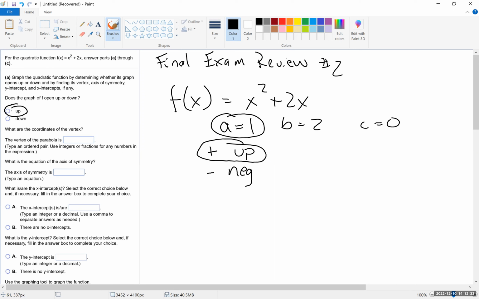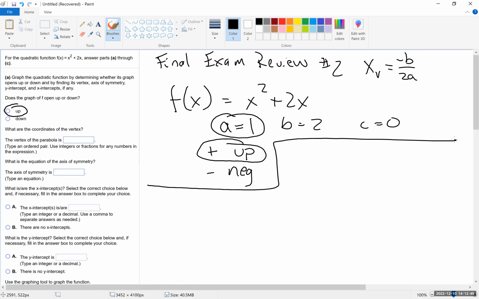Okay, to find the vertex of the parabola, the x value of the vertex is equal to negative b over 2a. So in our case, we know what a, b, and c are. Our x value of the vertex is equal to negative 2, because that's b, divided by 2 times 1. That's going to be negative 2 divided by 2, which is negative 1.